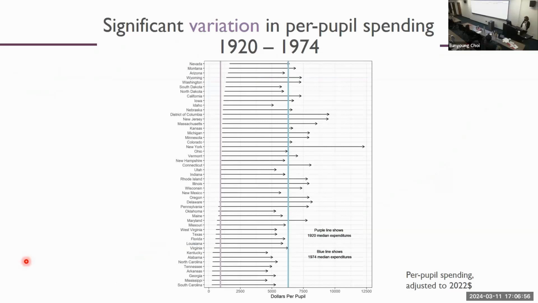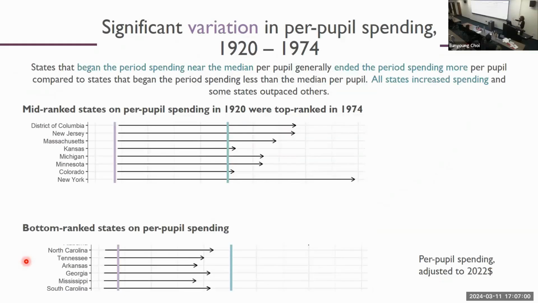But there are a couple of things that I should point out here. If we take just the bottom ranked states on per pupil spending, they don't really move a lot, right? The states that weren't spending that much continue to not spend that much by 1974. These are all concentrated in the US South. And then if you look at the middle ranked states, you do see some movement happening there.